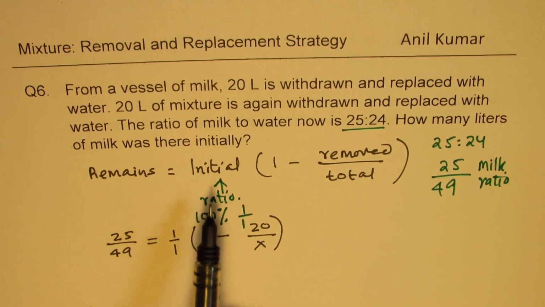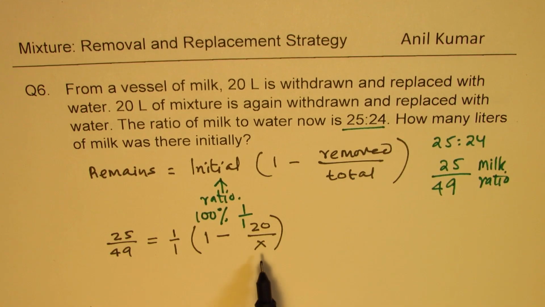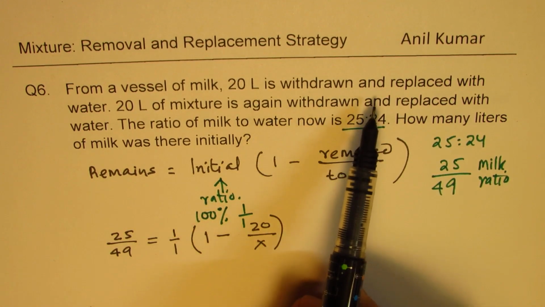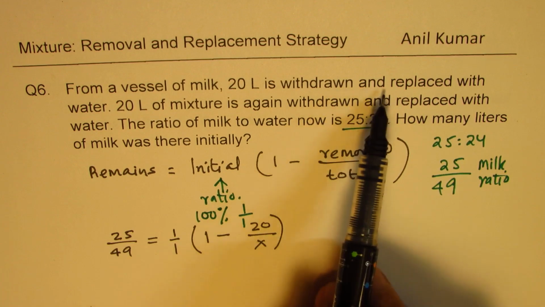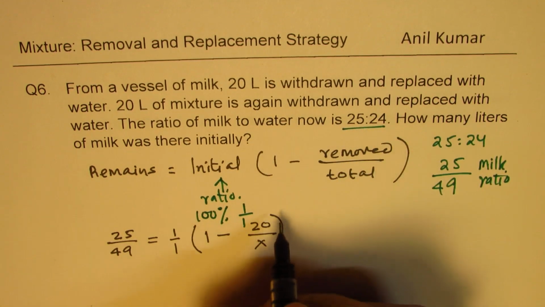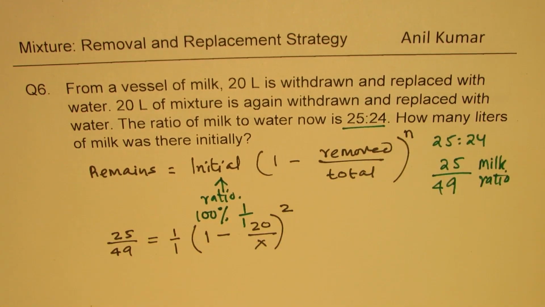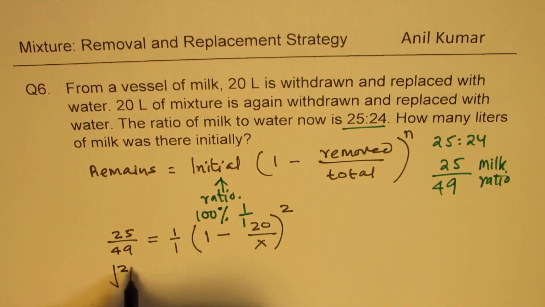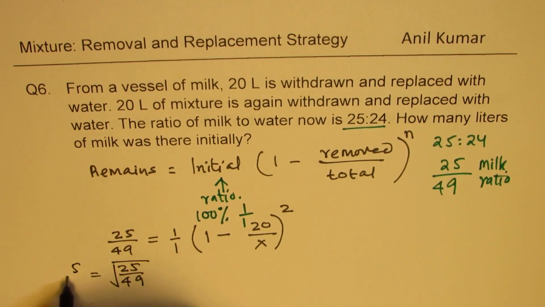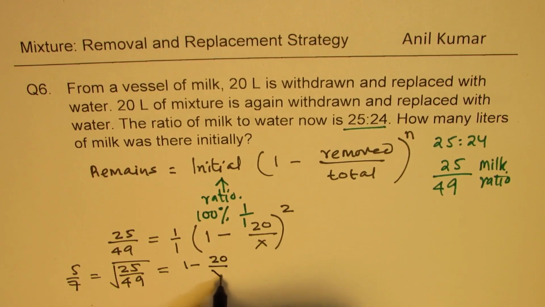So the initial amount has been taken as a ratio. You can write x over x or 1 over 1. Total is x, which we don't know. And this process has been done twice. 20 liters is withdrawn and replaced with water. 20 liters of mixture is again withdrawn and replaced with water. So we get the power of n as 2 here, right? Okay. Now we can do square root. So when you do square root of 25 over 49, which basically is 5 over 7, right? Equals 1 minus 20 over x, correct?